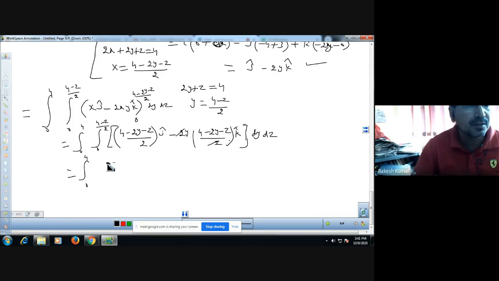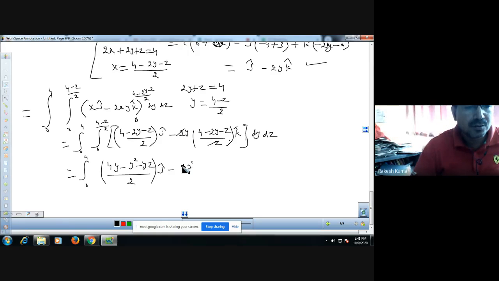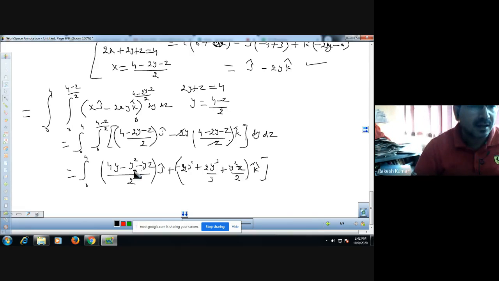So 0 to 4, when you integrate it, what is left with us? That is 4y, its integration. Its integration will be 2y square over 2. So 2 will be cancelled, that is 2y square minus yz over 2 into j cap, and in circular bracket minus its integration 4y square over 2. So that will be 2y square. 2 will be cancelled, minus and minus will be plus 2y cube over 3 plus y square z over 2. So this is into k cap, and the limits will be substituted.